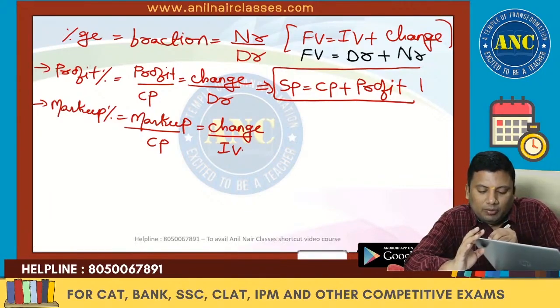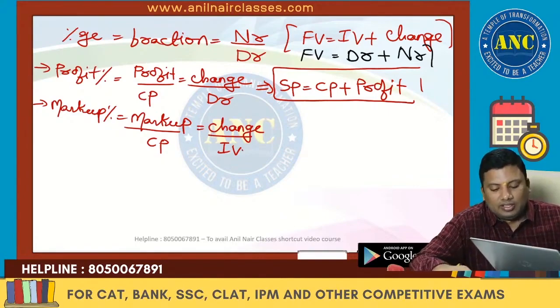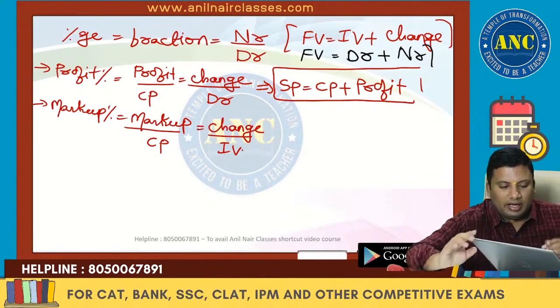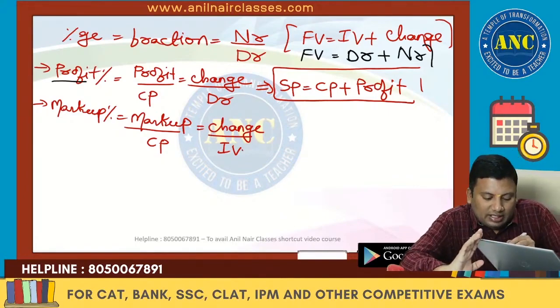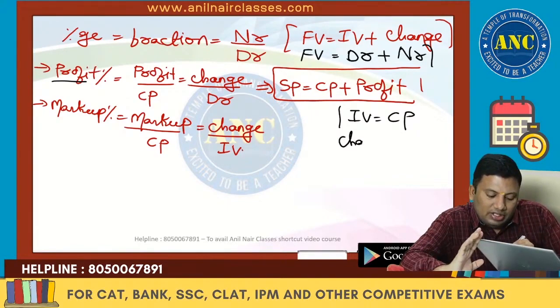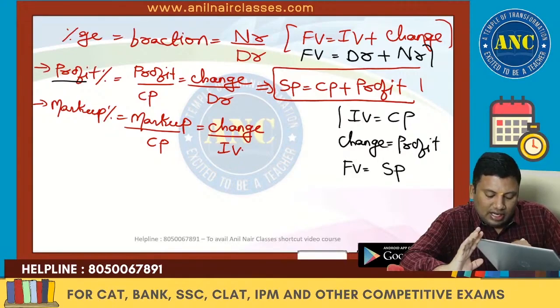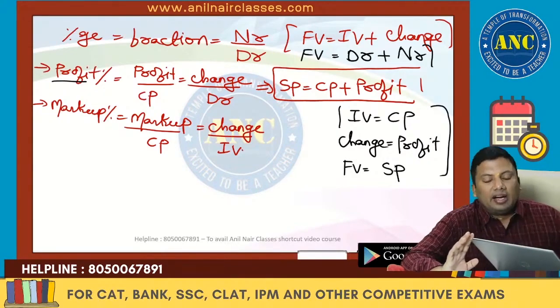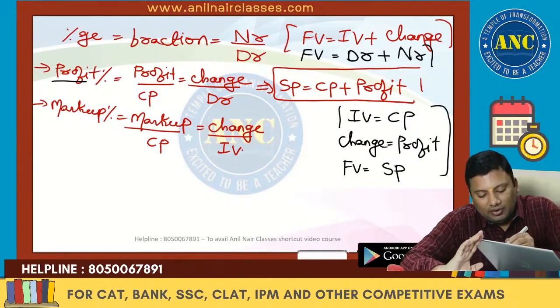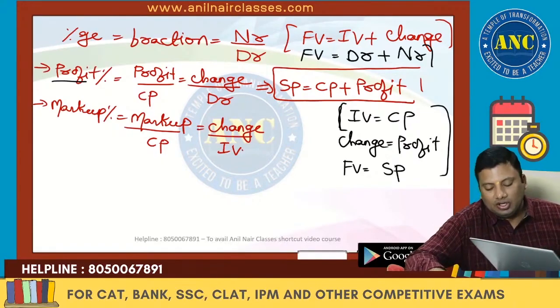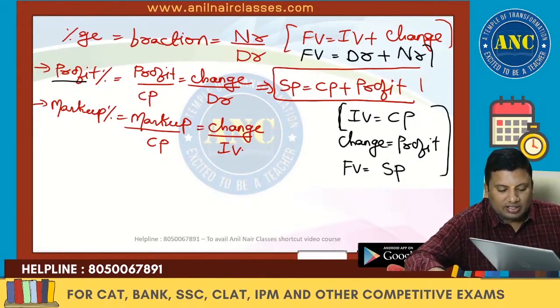Final value is denominator plus numerator. In profit percentage, the initial value is the cost price. Change is nothing but profit. Final value is nothing but selling price. The idea remains the same. Initial value is nothing but cost price, change is nothing but profit, final value is nothing but selling price.